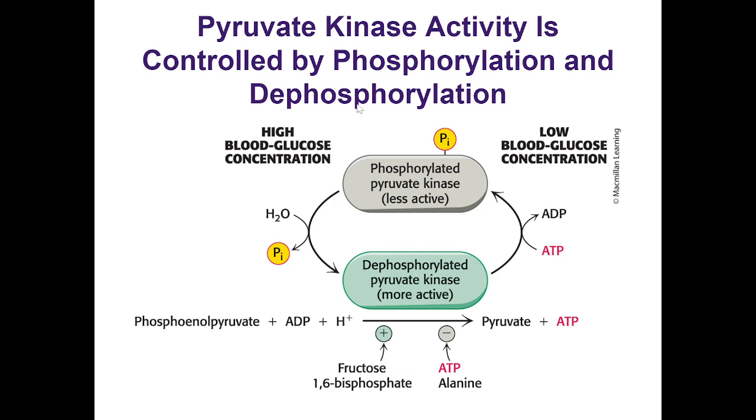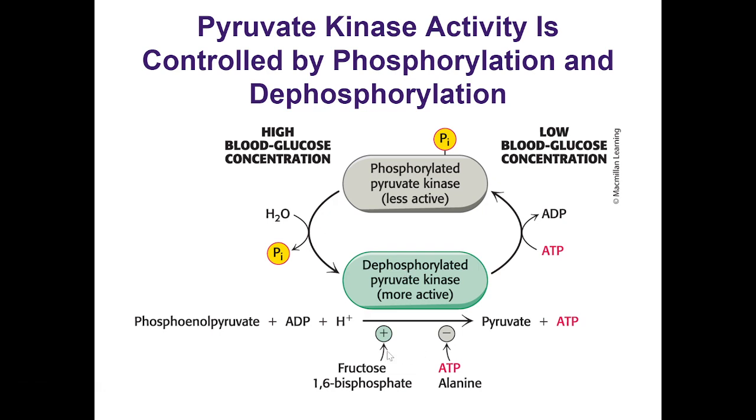Okay. High blood glucose concentration. This is going to cause that to be hydrolyzed. Notice it does not go backwards in the reaction. It does not get that ADP going to ATP. Okay? It's not actually resetting the reaction completely. That will dephosphorylate that and give us the dephosphorylated pyruvate kinase. This is the more active form.